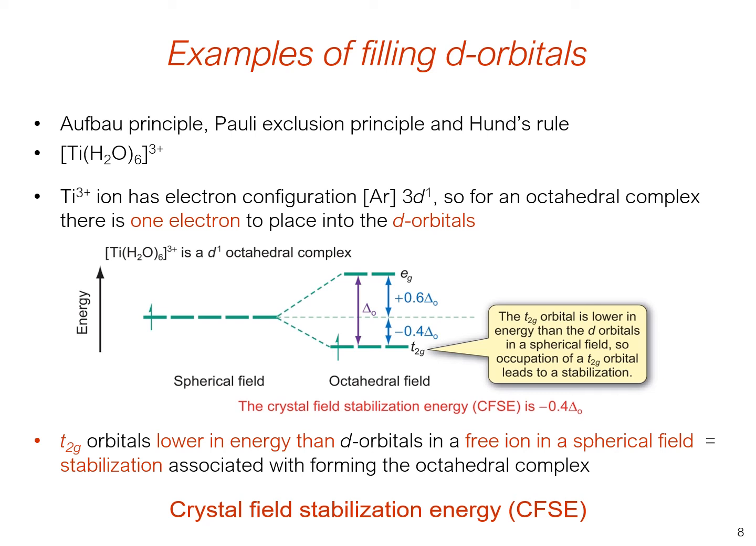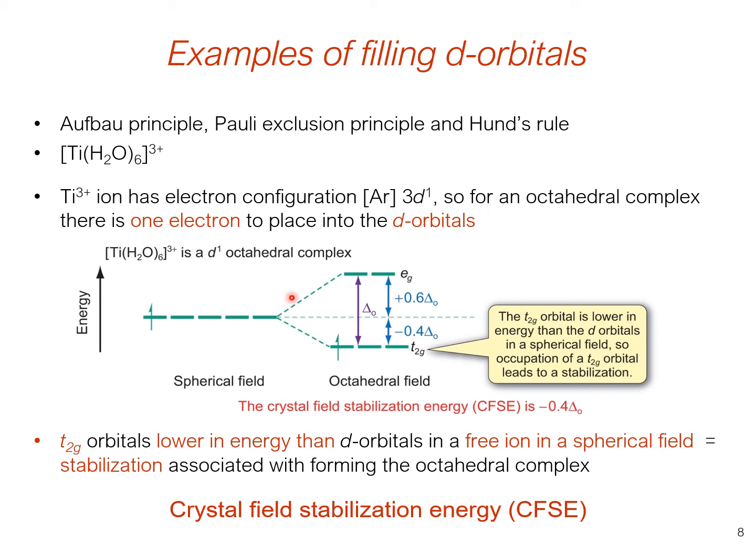It follows the same 3 principles: the Aufbau principle, Pauli exclusion principle and Hund's rule. So we'll be building up from the lowest energy. We can only have 2 electrons in an orbital with opposing spins, and they'll fill to maximize parallel spins before pairing up. If we look at this complex here, the titanium hexaaqua complex, the Ti3+ ion has an electronic configuration of 3d1. This makes it a nice simple example.